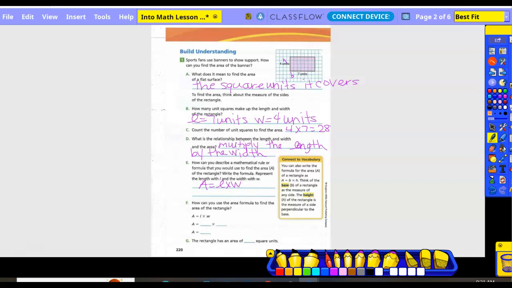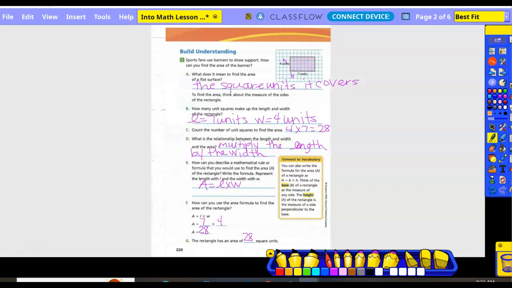How can you use the area formula to find the area of the rectangle? So we said our length was 7, our width was 4. So we said 7 times 4 was 28. So the rectangle has an area of 28 square units. Now, if it does not give you feet, inches, centimeters, meters, things like that, then usually most of the time these things are in units, especially if it's the little blocks.